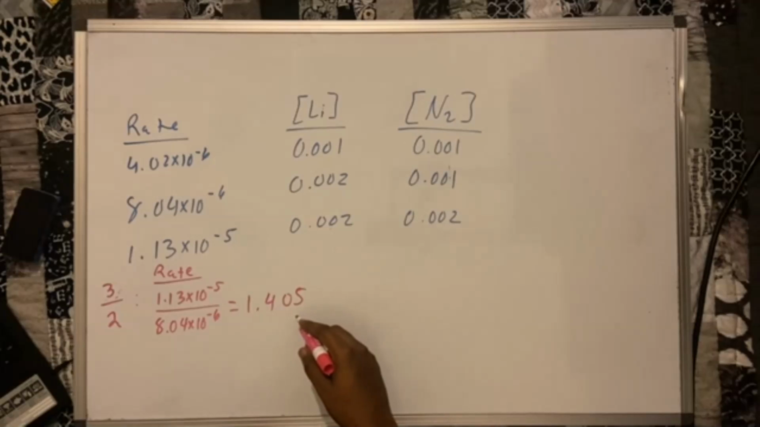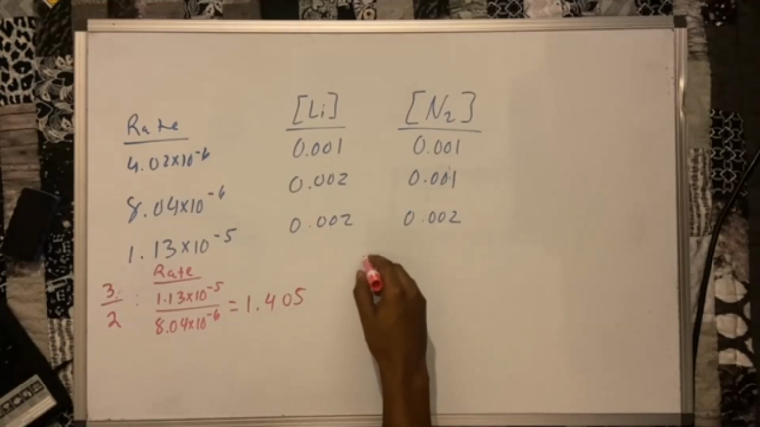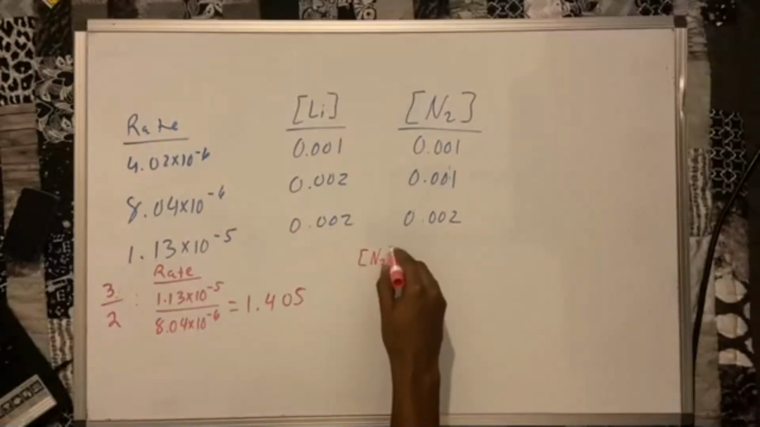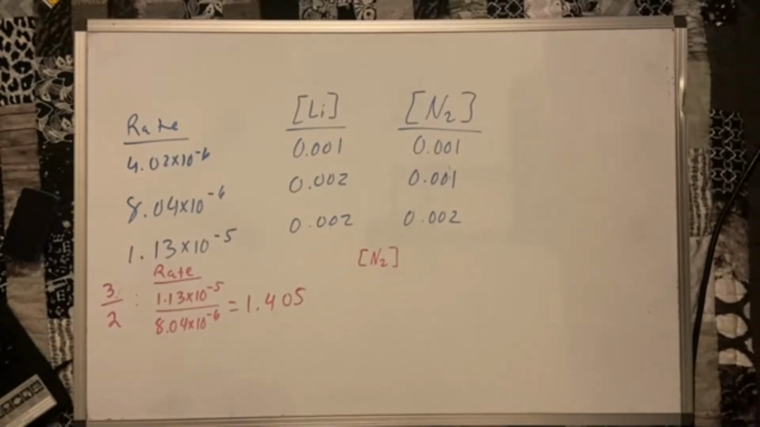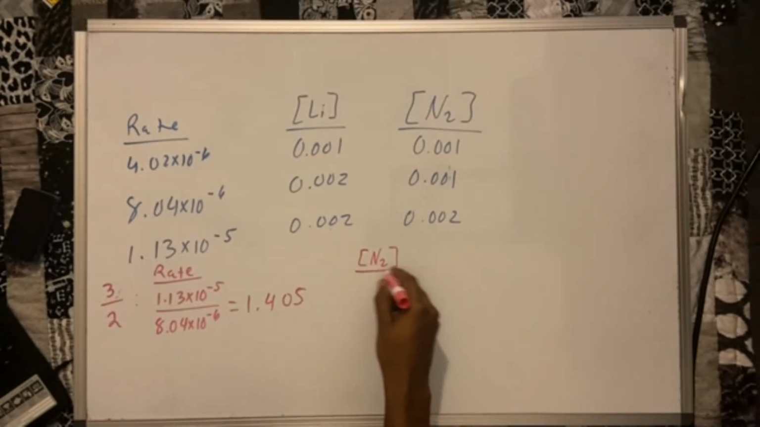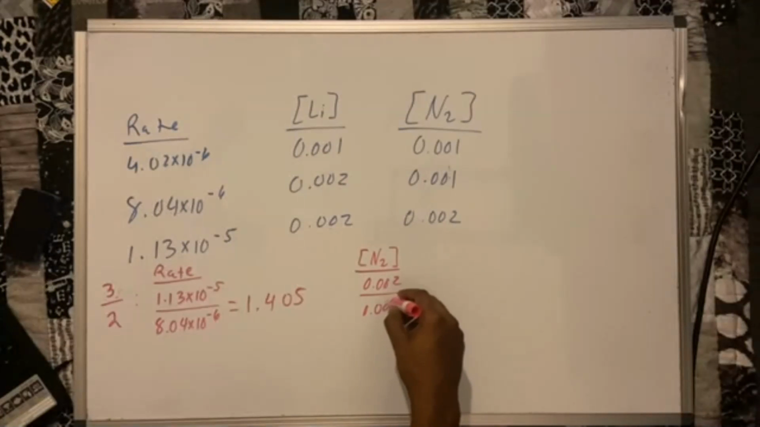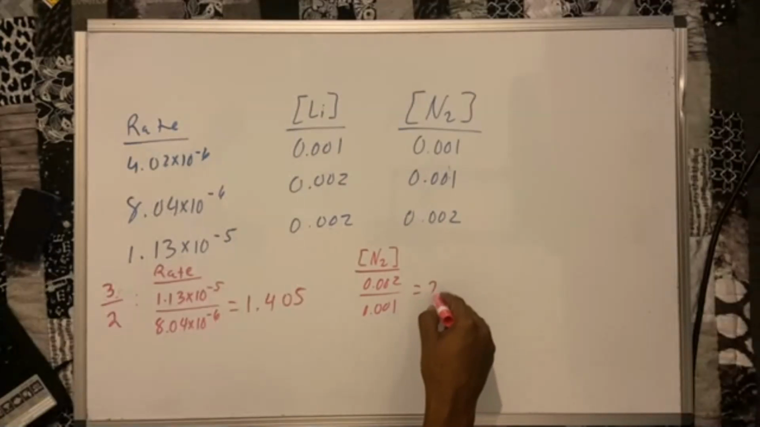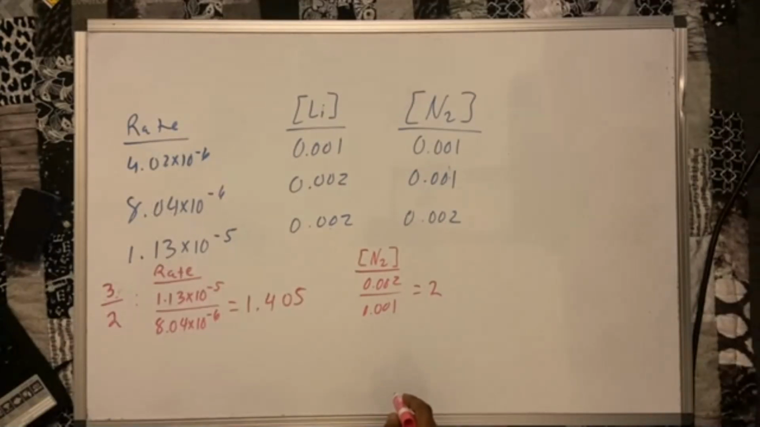And then for my N2, did I do that right? Okay, that's what we're rolling with. Now if I do 0.002 over 0.001, that's going to be 2. Okay, and then we're going to compare these two.